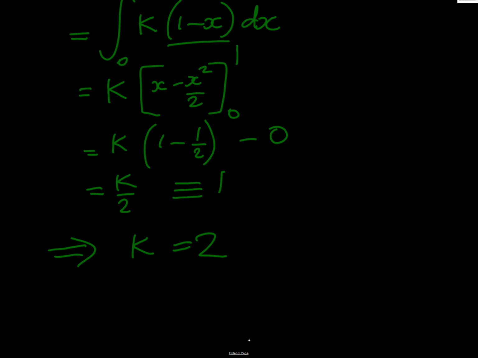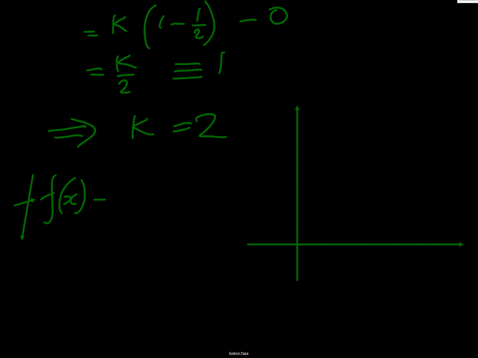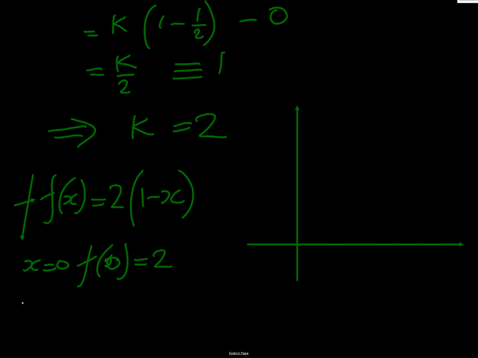So that's the first part, and they then asked us to sketch the PDF. Here are some axes, and we found that f of x equals 2 times 1 minus x. So what do we know about that? Well, when x equals 0, f of 0 equals 2. That's one end. It's a straight line, isn't it? And when x equals 1, f of 1 equals 0.